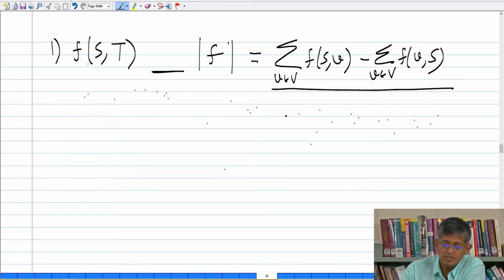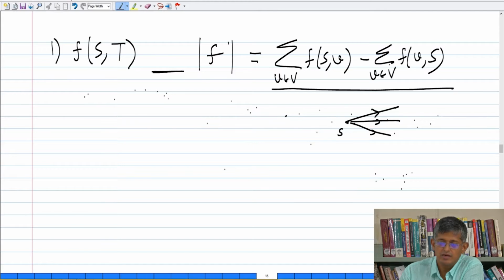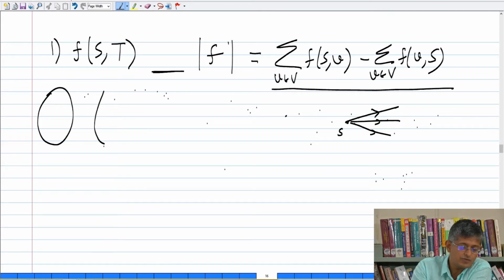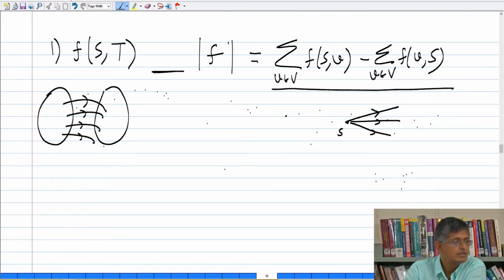Now, so this is S, and this is a formula for the effective current. This fellow is the effective flow that is flowing from S to T. This is the effective flow that is going from S to T. What is the connection between the effective flow that is leaving S and the effective flow that is crossing over from S to T?